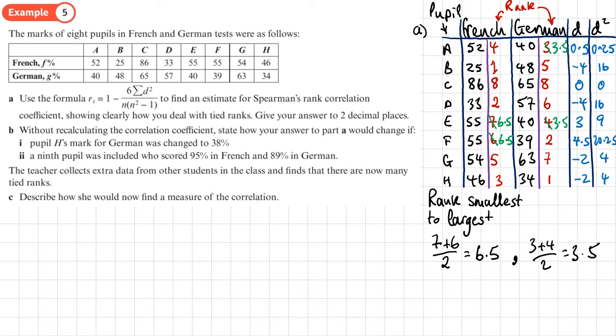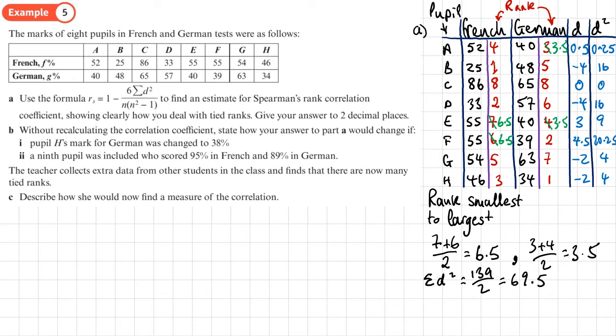So the next thing we're going to do is to find the sum of our d squareds. So we'll add those up. So that gives us 139 over 2, which is 69.5.